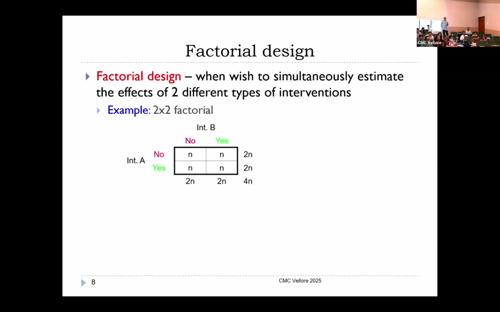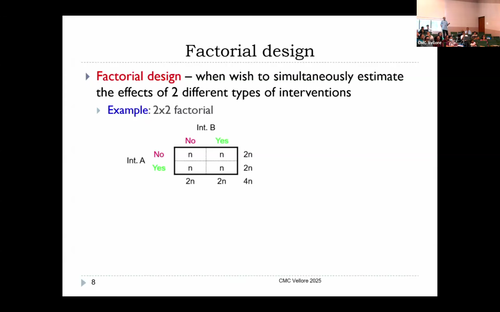Interaction statistically means that the effect of B depends on whether you get A or you don't get A. So the effect of B if you don't get A would be here, and the effect of B when you get A is here. If those two effects are the same, then I actually can ignore A and just look at double the sample size.